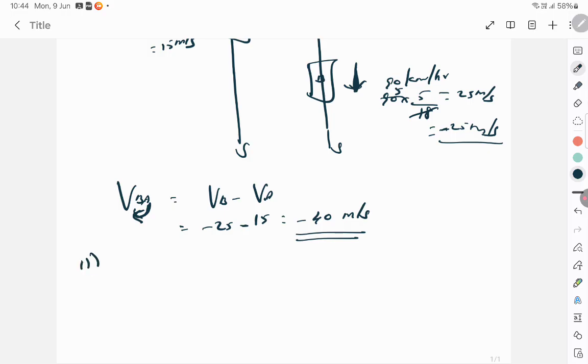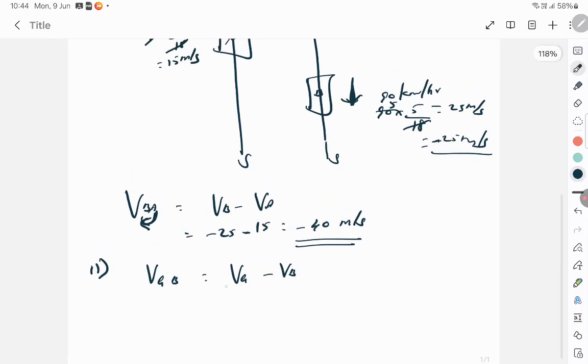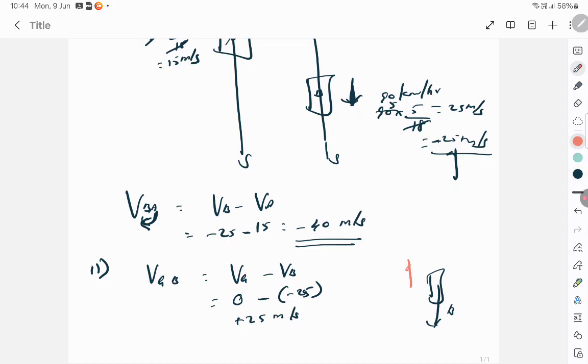question is the second part of the question, where they're asking the relative velocity of the ground with respect to B, which is VG minus VB. VG is always 0. The ground is actually not moving, it is only appearing to move. Minus VB is the velocity of B, which is minus 25. So it's plus 25 meter per second. It makes sense because when a train is moving in this direction, the ground will appear to move in this direction. So this direction is taken as positive, and so plus 25 makes sense.